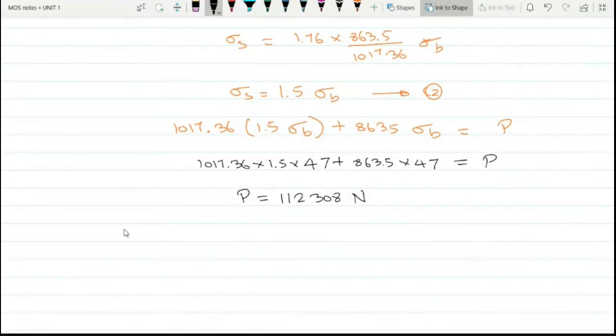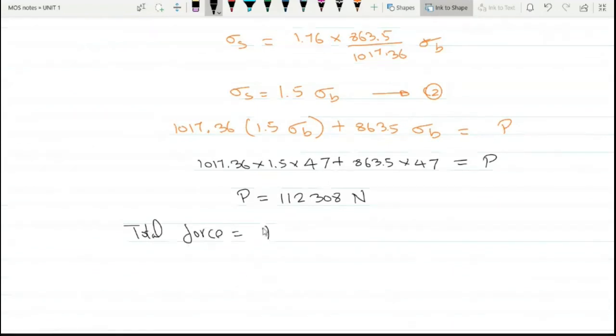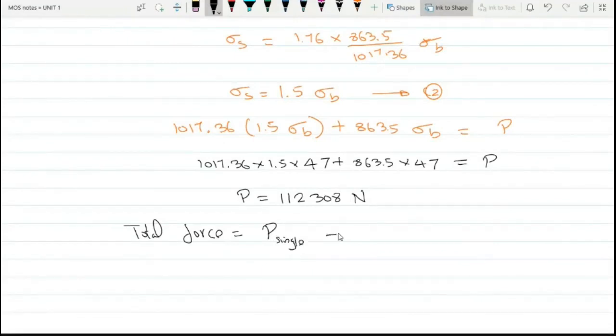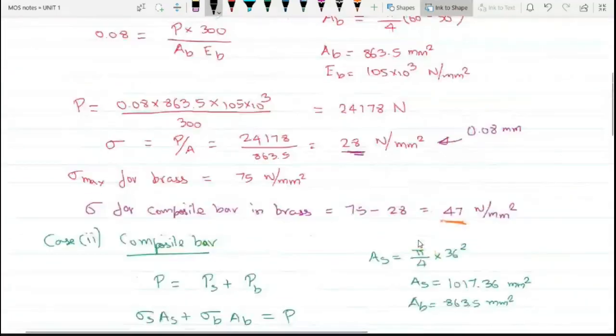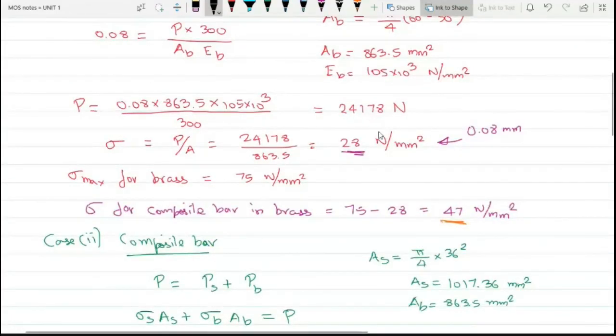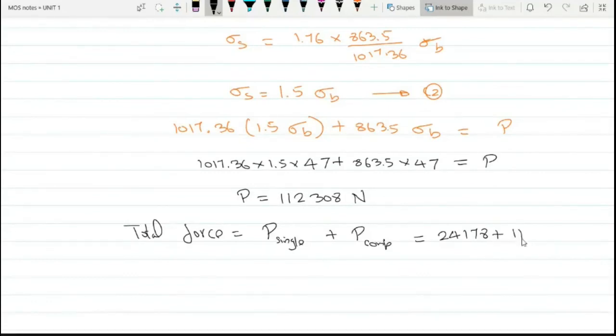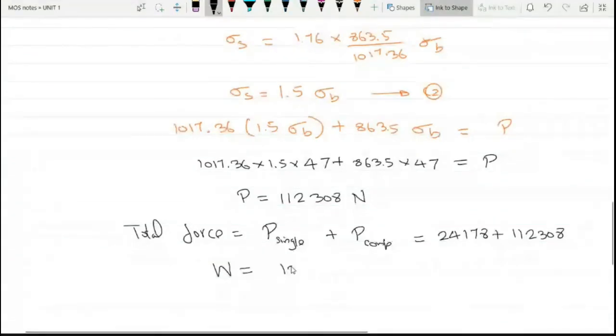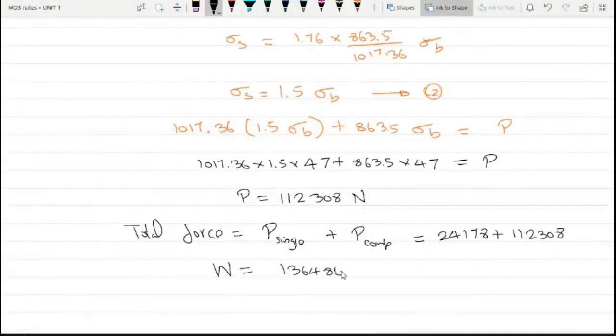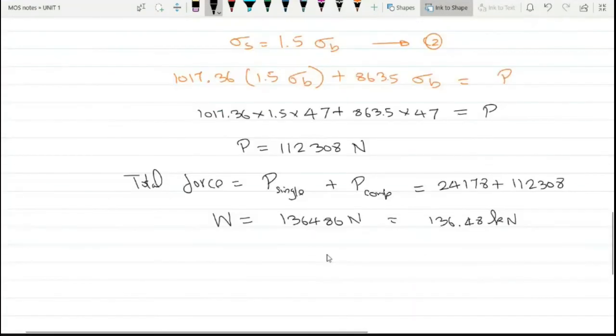Total force will be force developed for a single plus force developed for the composite, which is the force developed for a single we already identified, 24178, plus 112,308. So this is the total force W: 136486 Newton, or I can write as 136.48 kilonewton. This is my answer for the first subdivision. Any doubt up to this?